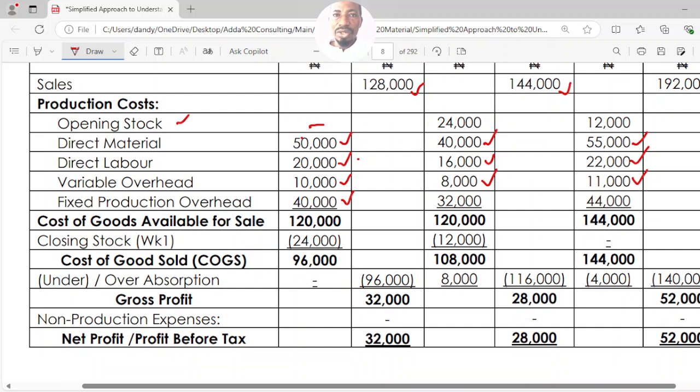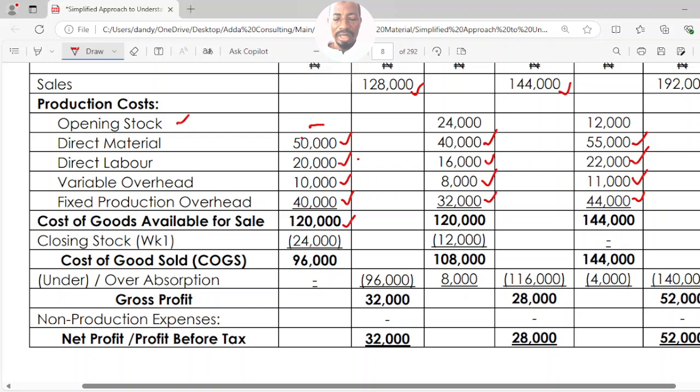In the second year, units produced is 8,000. 8,000 multiplied by 4 naira will give us 32,000 naira. In the third period, units produced is 11,000. So 11,000 units multiplied by 4 naira will give us 44,000 naira. Then I will continue from the first period first because I need to go and calculate closing stock. However, I need to add up all the numbers. 50,000 opening stock plus 20,000, that's 70,000, plus 10,000, that's 80,000, plus 40,000, that's 120,000. So cost of goods available for sale in the first year is 120,000 naira.